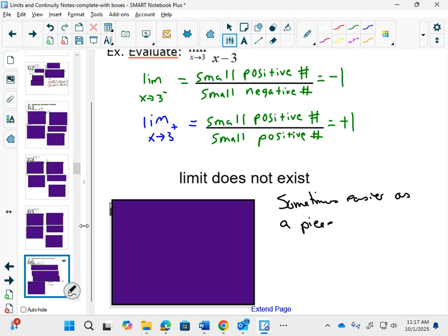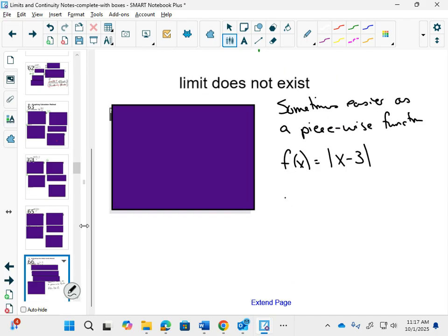Absolute value functions can sometimes be easier understood as a piecewise function. So if I just look at f of x equals the absolute value of x minus 3, I could rewrite this as two different pieces.